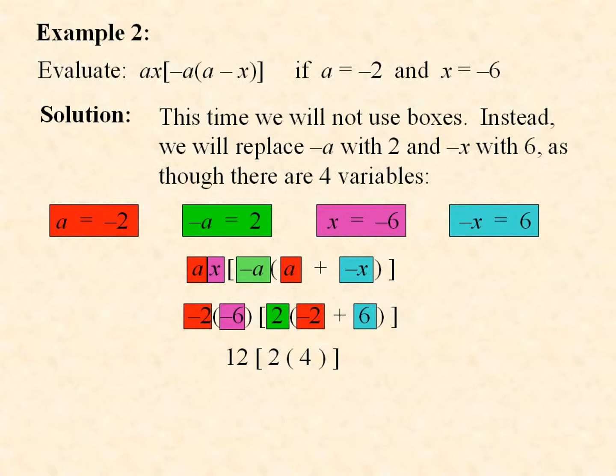So if we work this out, the -2 times -6 is +12. Inside the brackets we have 2 times -2 plus 6. And the parentheses part there is done first. That gives us 4. So we have 12 times 2 times 4, which is 12 times 8. And that's equal to 96.